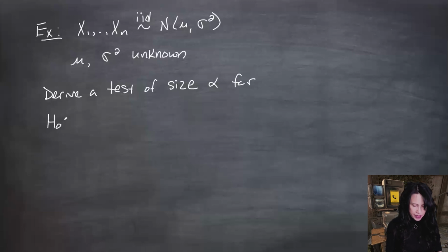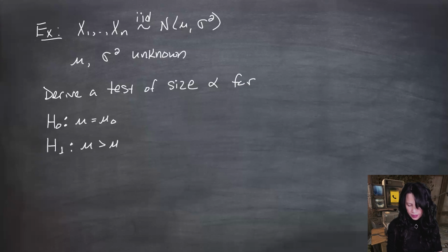I'm going to keep the null hypothesis simple: mu equals mu naught, versus an alternative hypothesis that says that maybe mu is greater than mu naught, getting closer to something realistic, based on the sample mean x bar.